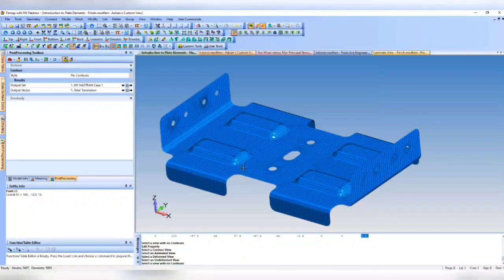Yeah, sure. So to answer the first question, the general rule of thumb is you do not want trias in your model. And then you might ask, well, what's wrong with trias? Trias are bad for models because if you go into the theory of finite elements, they're called CST, constant strain triangles, or constant strain elements. Basically, they are overly stiff.